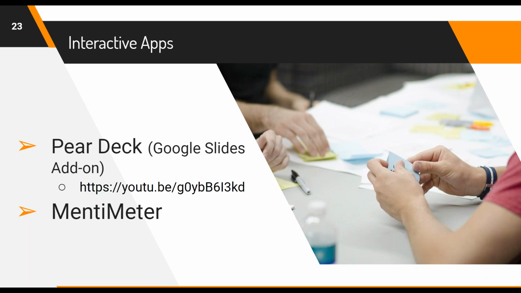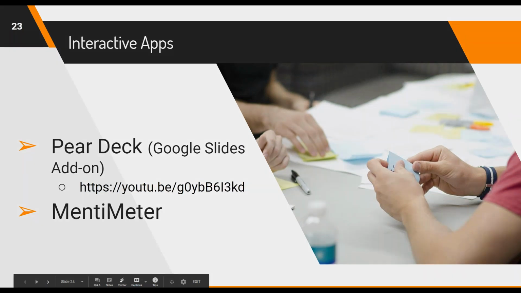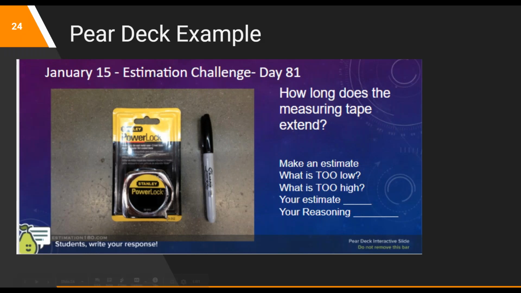Mentimeter, you may have heard, that's an interactive presentation software that lets you interact with an audience or a student group through real-time voting. So you could gather data or responses from students and then aggregate the results, and students can see those results in real time on their device. So these apps can offer a lot of engagement and interaction over and above what you have going on in your LMS. This is just an example of a slide that you might include in your Pear Deck.